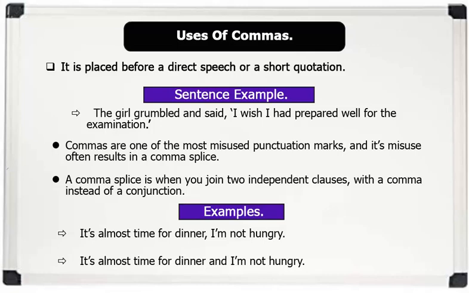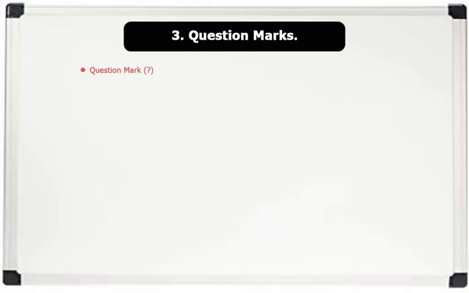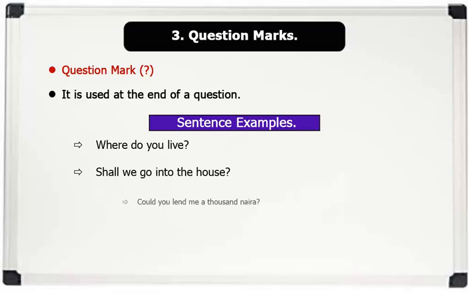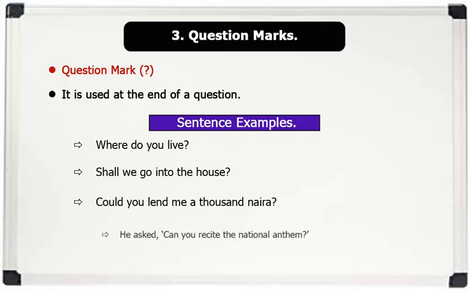Let's go over to the third punctuation mark, question marks. 3. Question marks. It is used at the end of a question. Sentence examples: A. Where do you live? B. Shall we go into the house? C. Could you lend me 1,000 naira? D. He asked, "Can you recite the national anthem?"